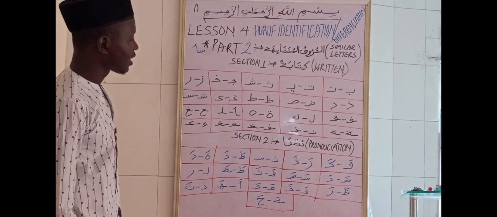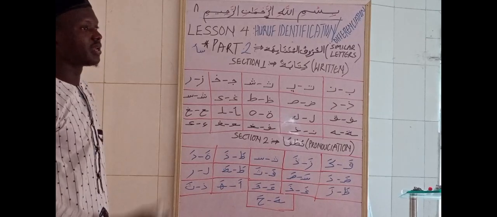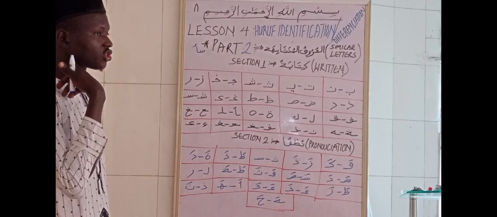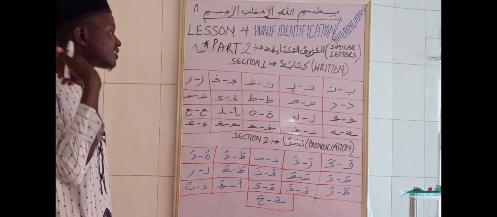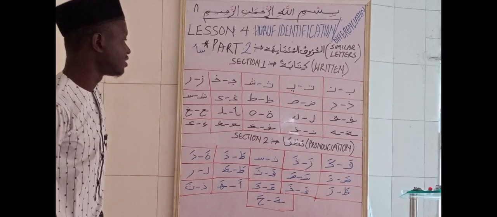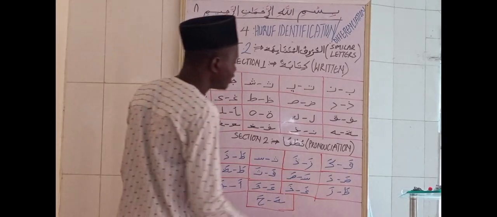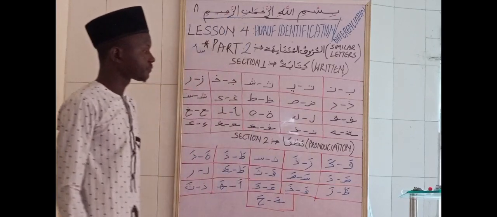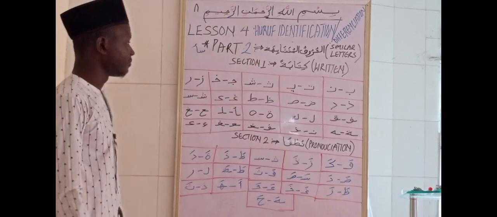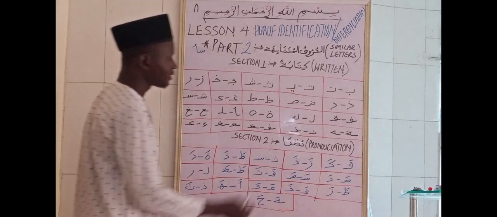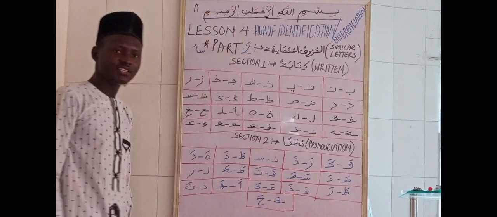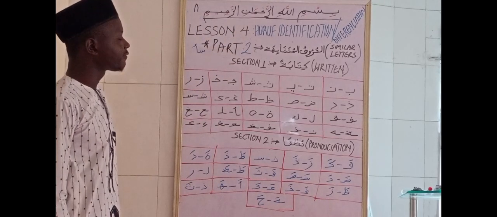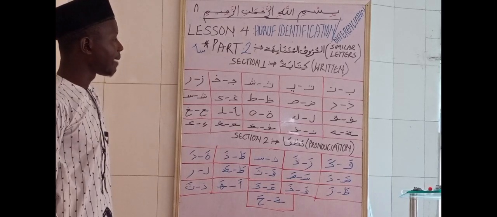Qaf. And we can see qaf is pronounced with the back of the tongue together with the back of the palate, the softer part of it. So lam and qaf look the same in shape. What differentiates them is that a hamza is on qaf. So lam.